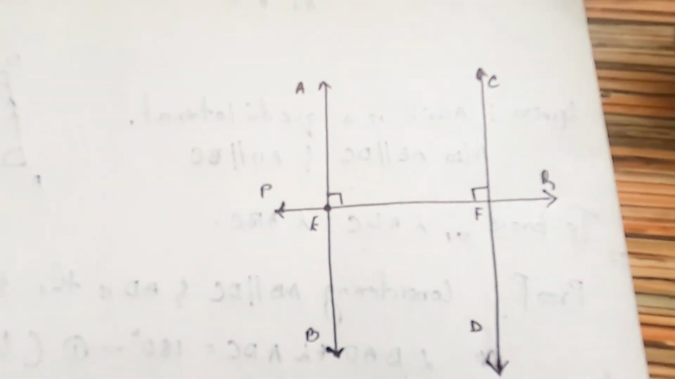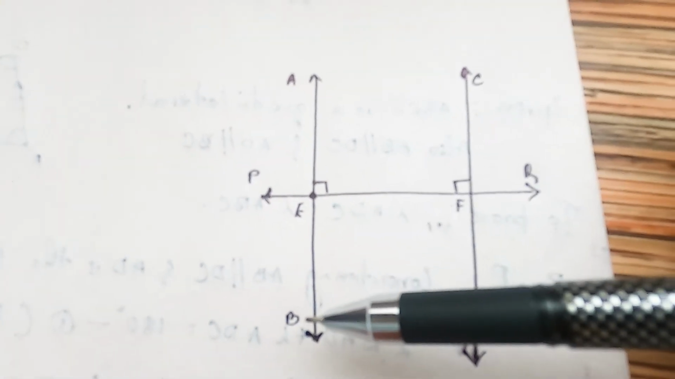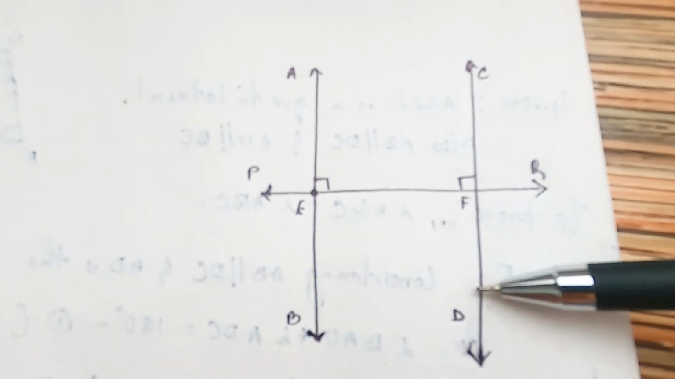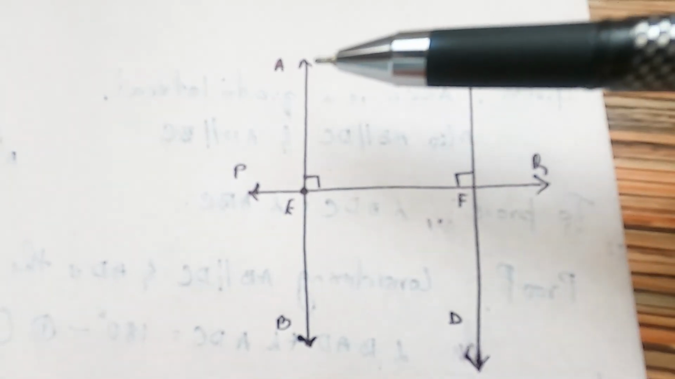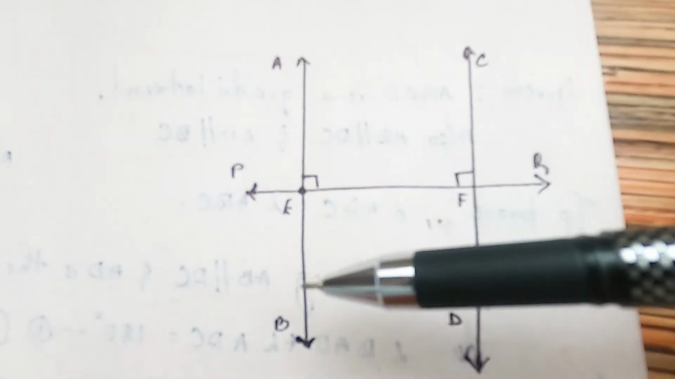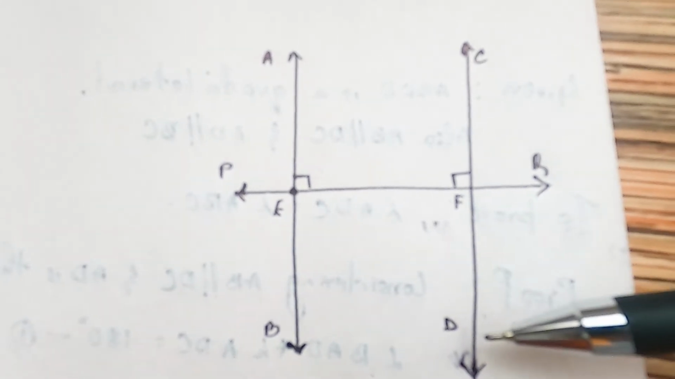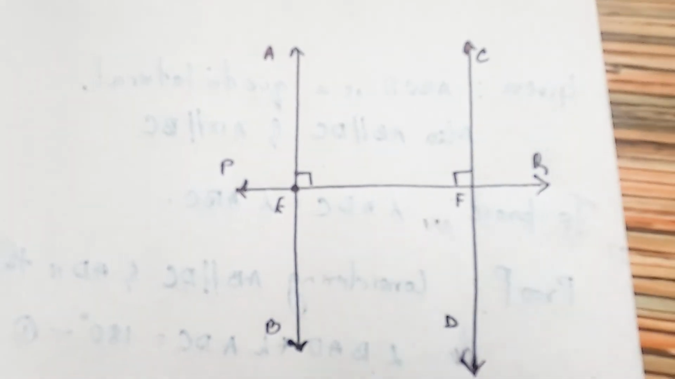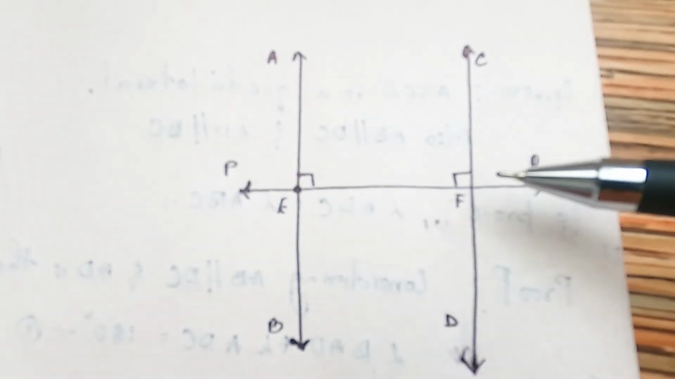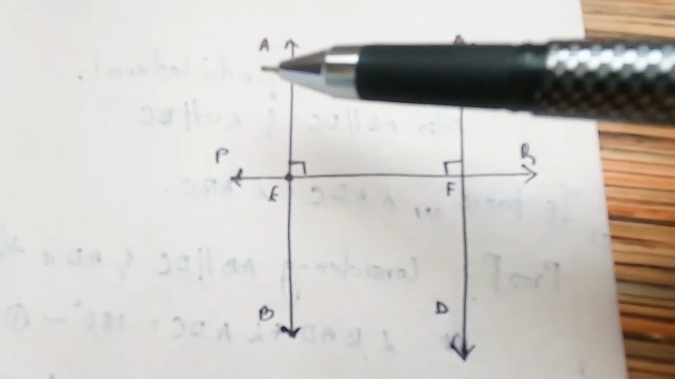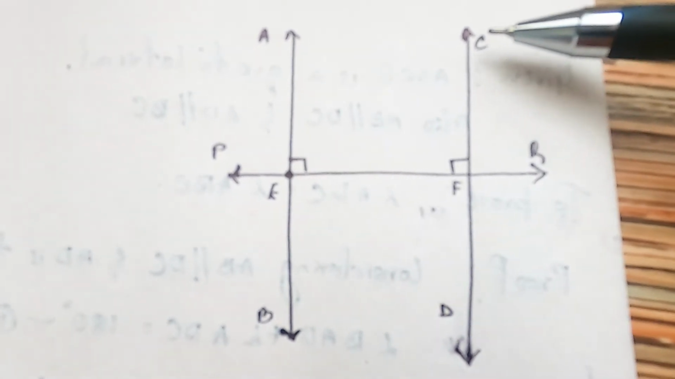So in this diagram we have AB and CD as the two straight lines. Remember, they are not parallel, they are simply two straight lines. We have to show that AB is parallel to CD. So how can we show that AB is parallel to CD? Also we have PQ. PQ is perpendicular to lines AB and CD.